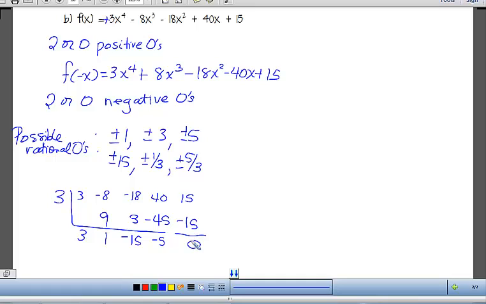So once I did that, I was able to rewrite f of x as x minus 3 and then 3x cubed plus x squared minus 15x minus 5. Okay. And then, if we needed to, we could start a new list, which would have plus minus 1, plus minus 5, plus minus 1/3 and plus minus 5/3. However, if we can break this down without doing that, then we should.